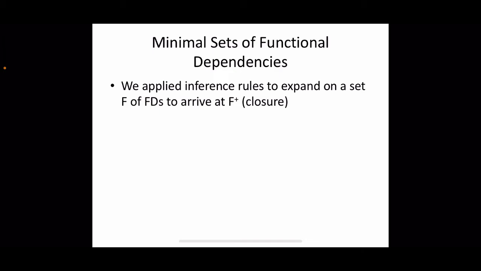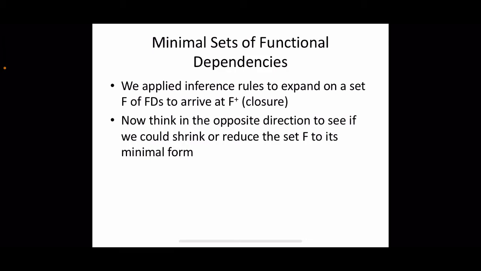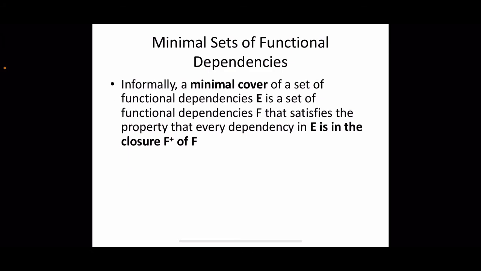So what's actually minimal set of functional dependencies? In the previous session we have applied some inference rules to expand on a set of functional dependencies, right? We will get a closure of a set of functional dependencies, all the functional dependencies which can be inferred from the given set of functional dependencies. Now let us think in the opposite direction. That is, if we could shrink or reduce the set of functional dependencies to its minimal form, and still it is equivalent to the original set. That's our aim.